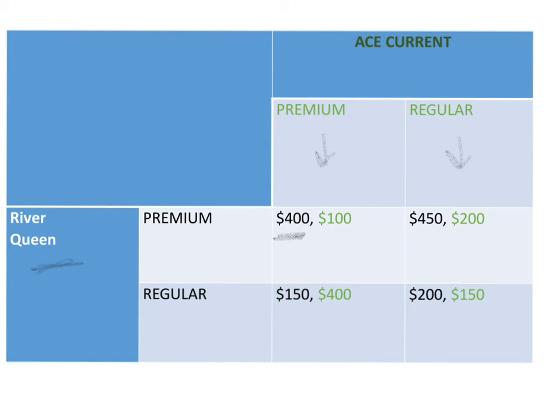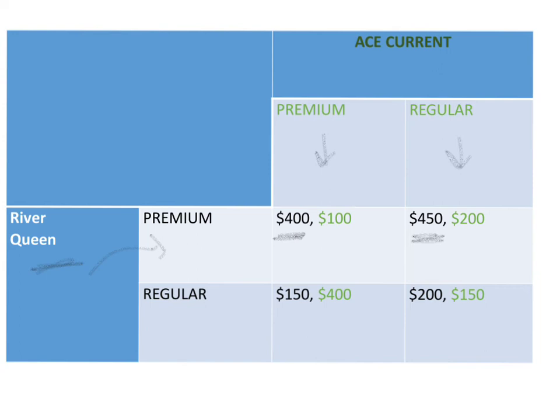They could either choose 450 or 200. Those are their two choices. They are going to choose 450. So in the case of River Queen, River Queen has a dominant strategy. River Queen should always go premium. The reason they should always go premium is because regardless of what Ace Current does, they should go premium.